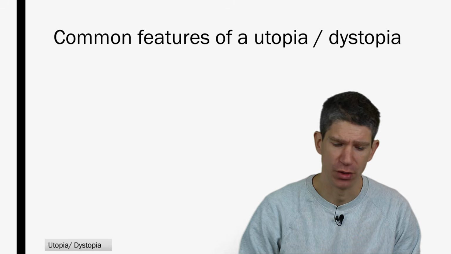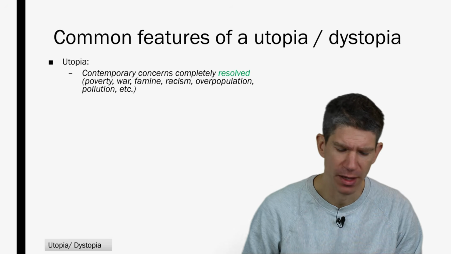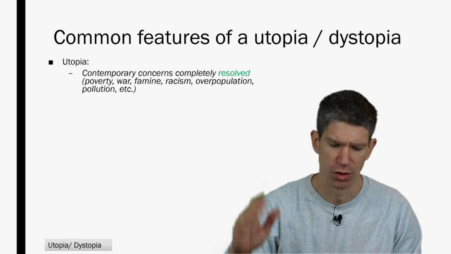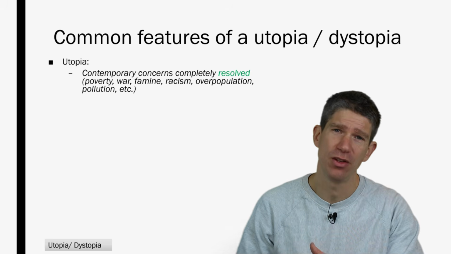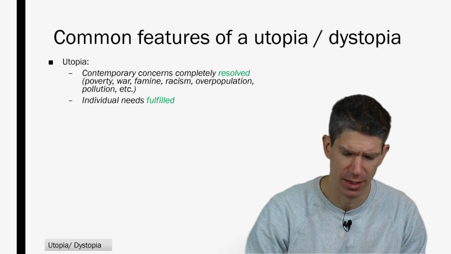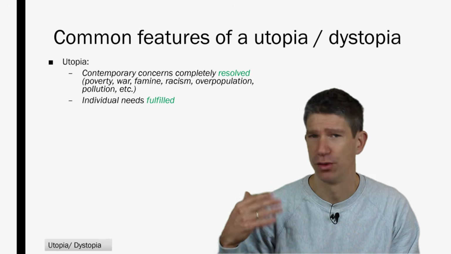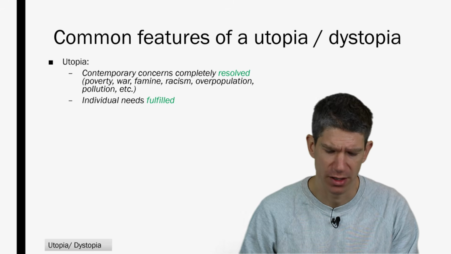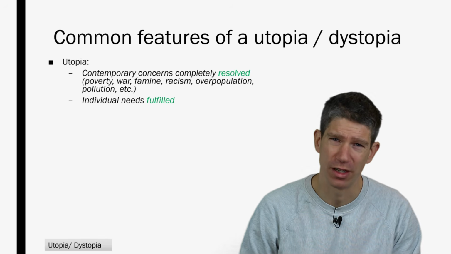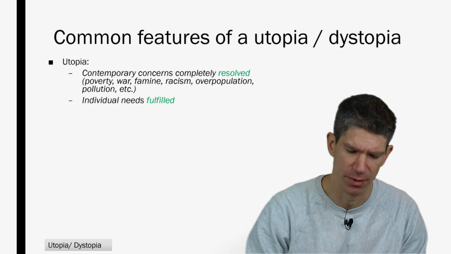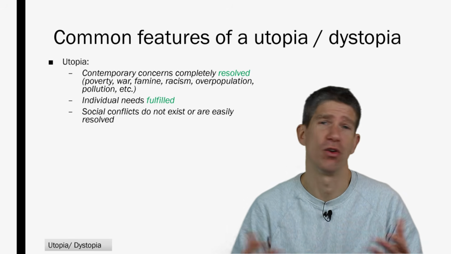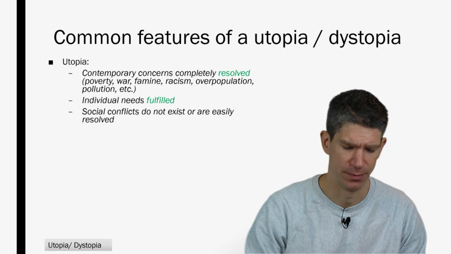What are common features of a utopia? In a utopia, we look first at our society today. We see some problems there: poverty, war, famine, etc. And in the utopia, these problems are resolved, so people have found good ways to deal with them. Individual needs, like needs for food, relationships, etc., are all fulfilled, so people don't need to work hard to fulfill these goals, or it's possible for them to fulfill these needs. And there are no social conflicts at all, or if there are, they can easily be resolved.